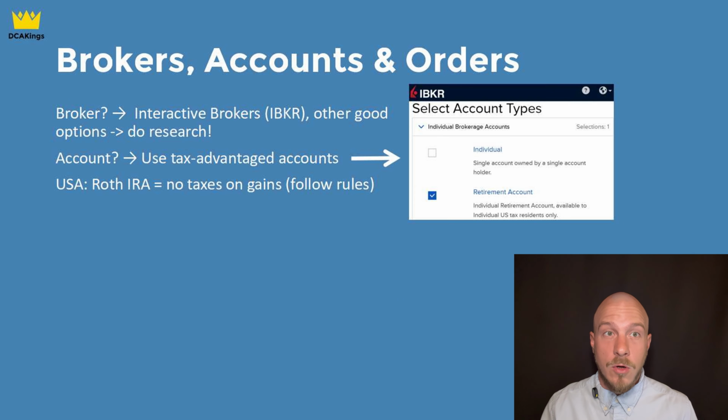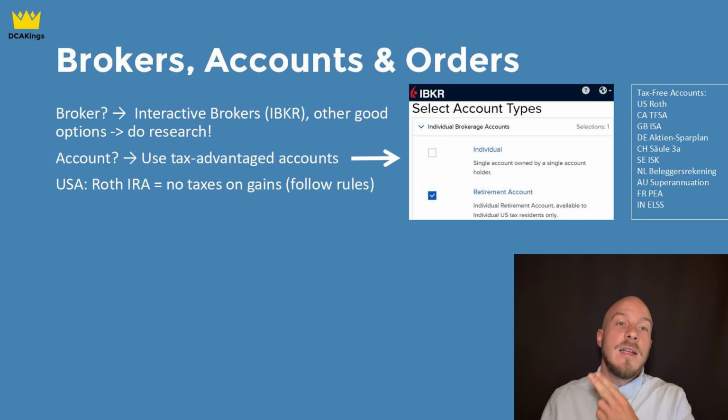Use a reliable broker. I recommend Interactive Brokers. There are other good options out there, but be sure to do your research. Switching brokers is a hassle. I've been there. If your country offers tax advantage accounts, max them out. In the US, that's a Roth IRA. On the right side of the screen, you can see the most common accounts around the world.